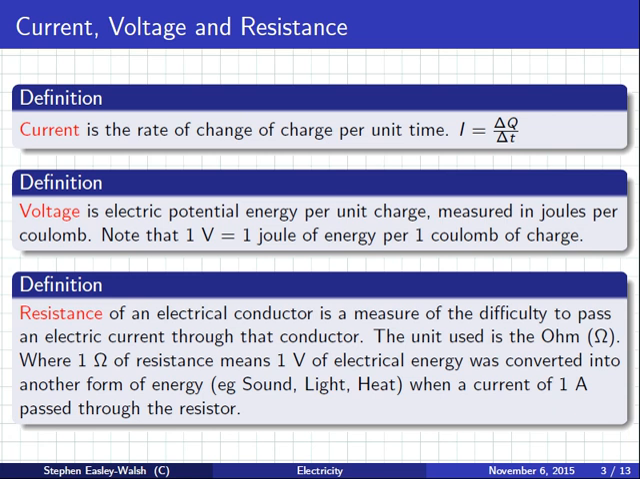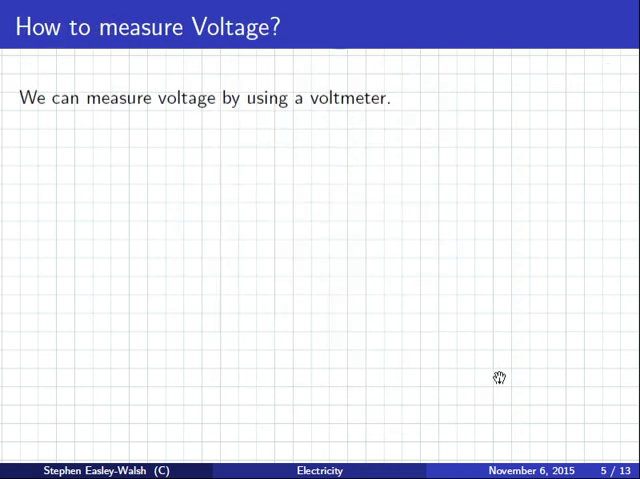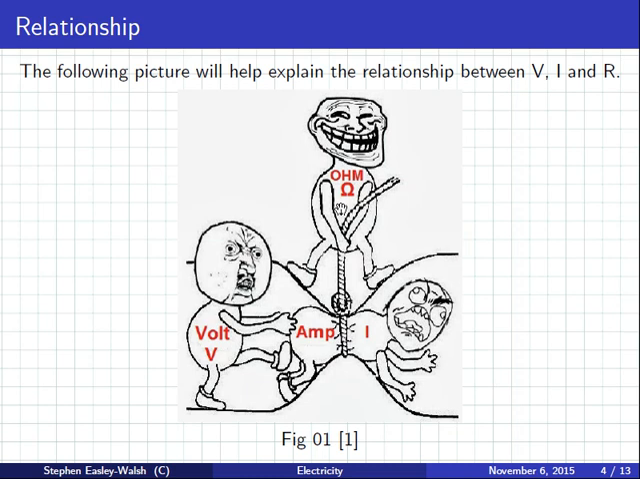Continue? Alright. So, the following picture will help you explain the relationship between voltage, current, and resistance. I think this is pretty clear. This is a very important picture. So, the resistance is making it harder for the current to do work, because the current is losing its ability to do work, because the voltage is being wasted. Voltage is being wasted, pushing the current through because of the resistance. That's what's happening here.